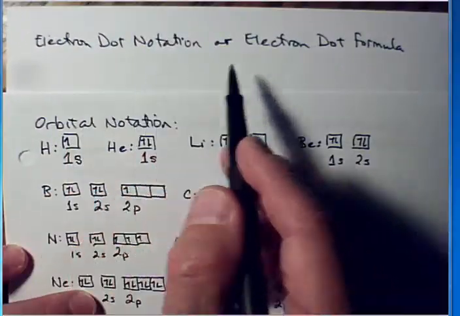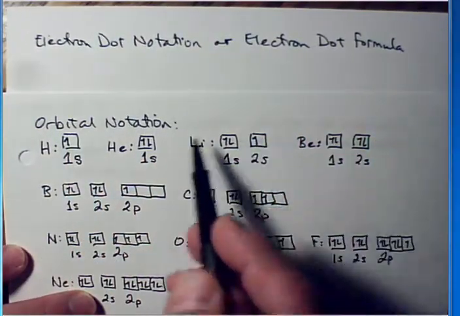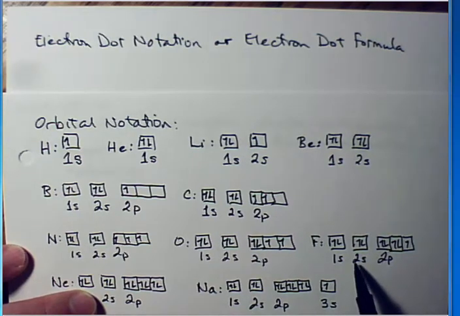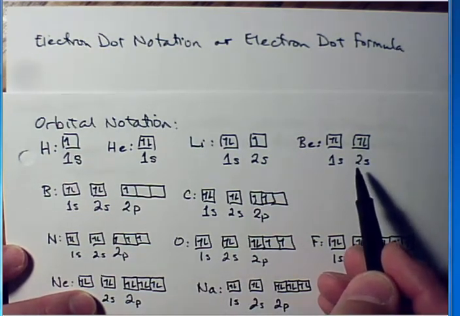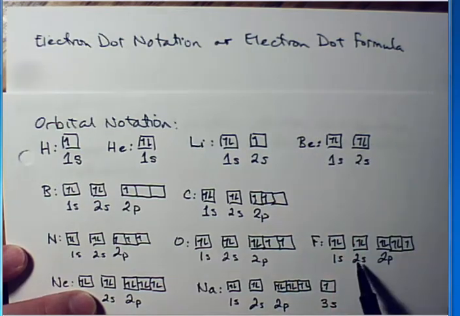Write in electron dot notation or electron dot formula, we're just going to look at the orbital notation, find the highest energy level, and we'll know it's the highest energy level because it has this big coefficient 2. There might just be one coefficient 2 here, as there is in beryllium, or there might be two of those, as there is in fluorine, but all together it makes up the valence level.